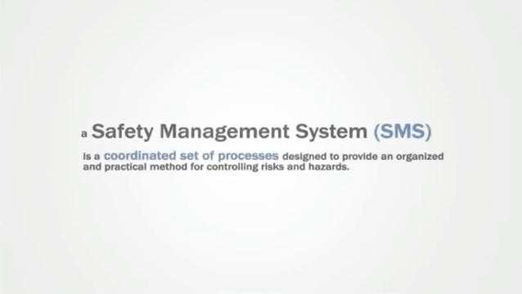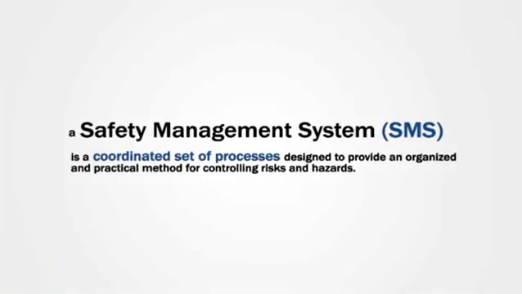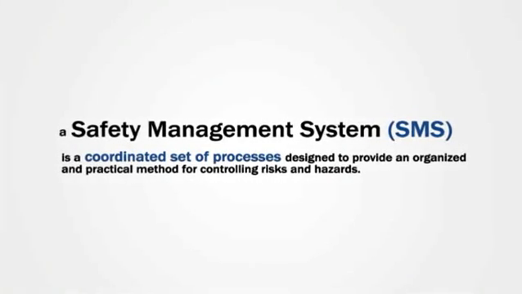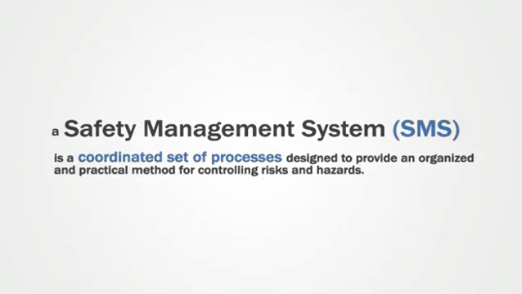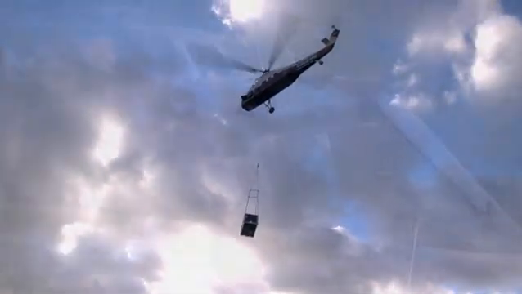A safety management system is a coordinated set of processes designed to provide an organized and practical method for controlling risks and hazards. In other words, it's a network of programs and activities that will allow you to maintain control over the key factors that affect safety.